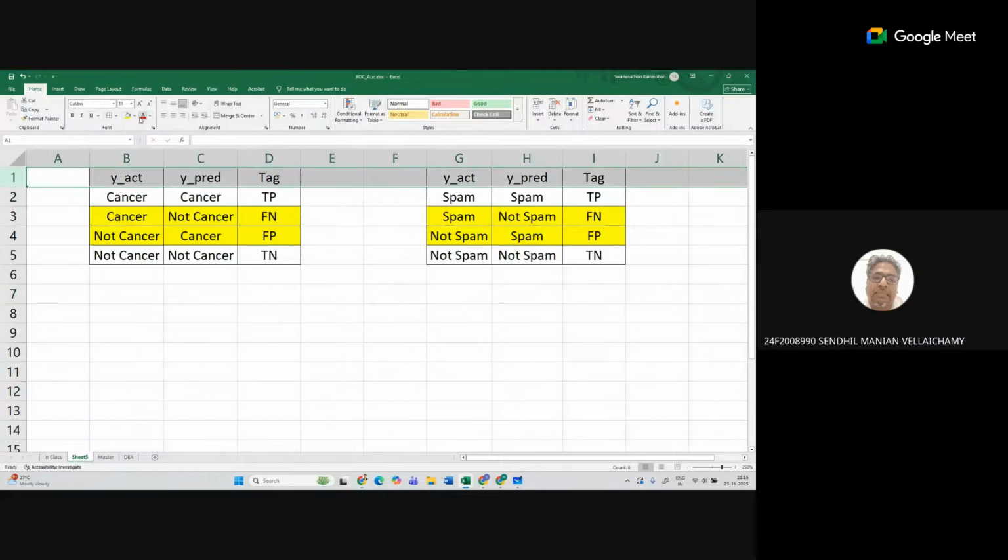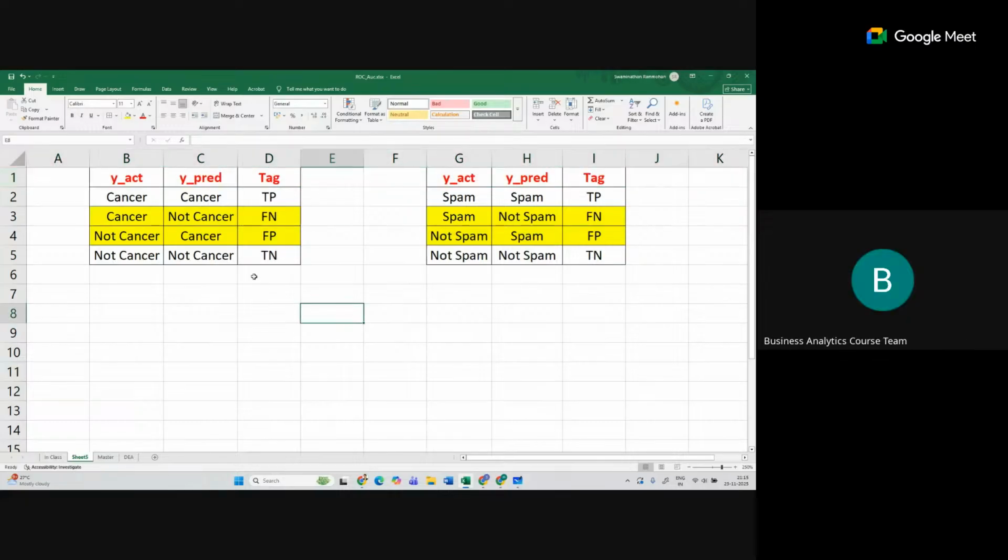False negative. False negative is important because there is a patient who is suffering from cancer and you wrongly predict that he is not suffering from cancer, and he is going to think he is all okay and go party outside, right? But actually he is suffering from cancer. So in this context, false negative is more important. In this context, false positive is more important.